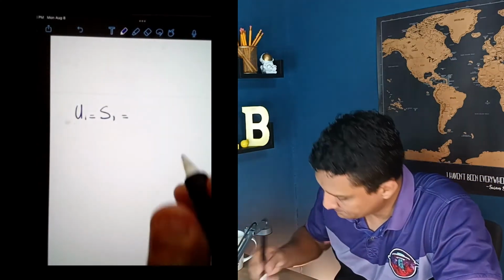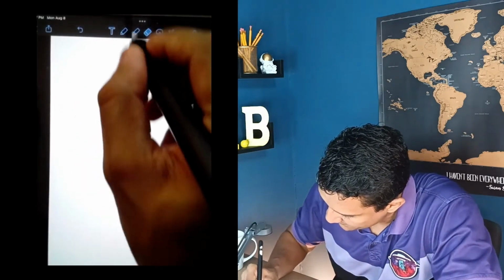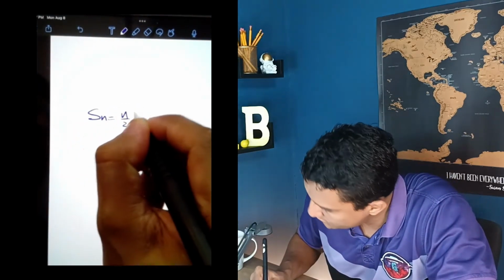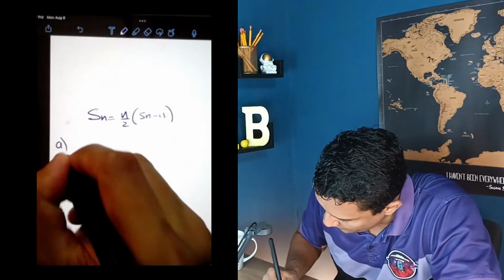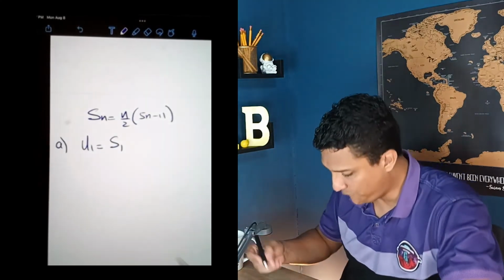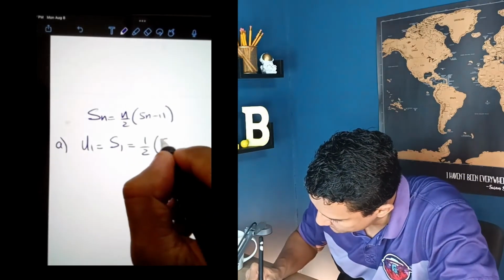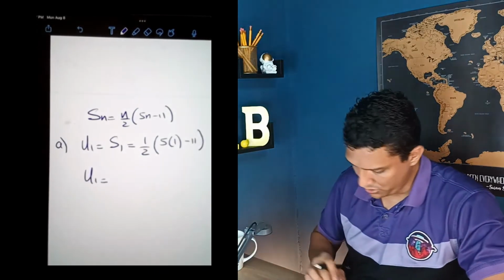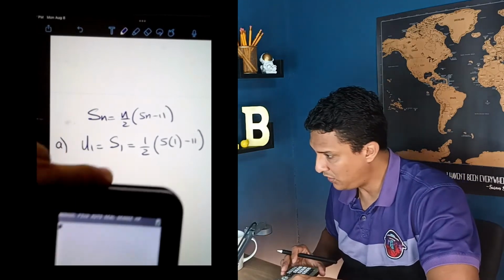Okay, so let me write first the formula. The formula that is given is Sn equals n over 2, 5n minus 11. Because I want to find U1, what I need to do is replace n by 1 in the formula. So S1 equals 1 over 2 times 5 times 1 minus 11. Okay, so let's input this in our calculators. I'm going to show you how I am going to do it.